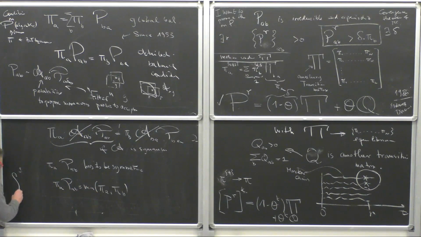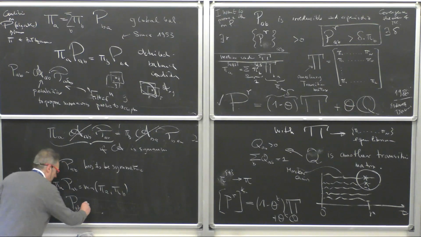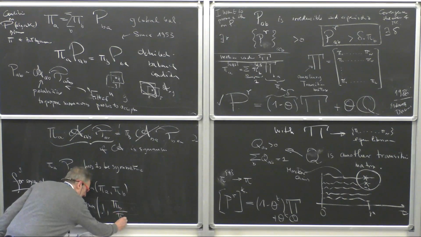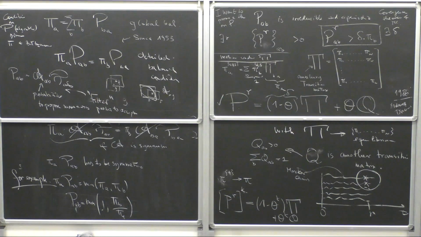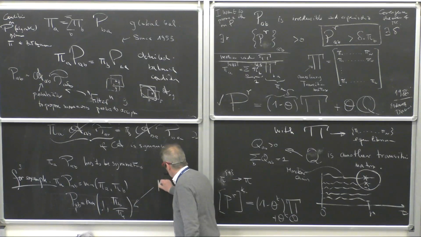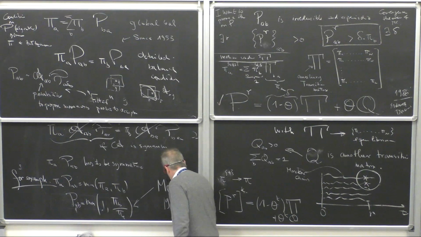For example, pi A is this, and this gives us PAB is equal to the minimum of 1 and pi B divided by pi A. And we have come to a famous algorithm, which is called the Metropolis algorithm, invented in 1953, that started the first Markov-chain revolution. So this is Metropolis et al. 1953.